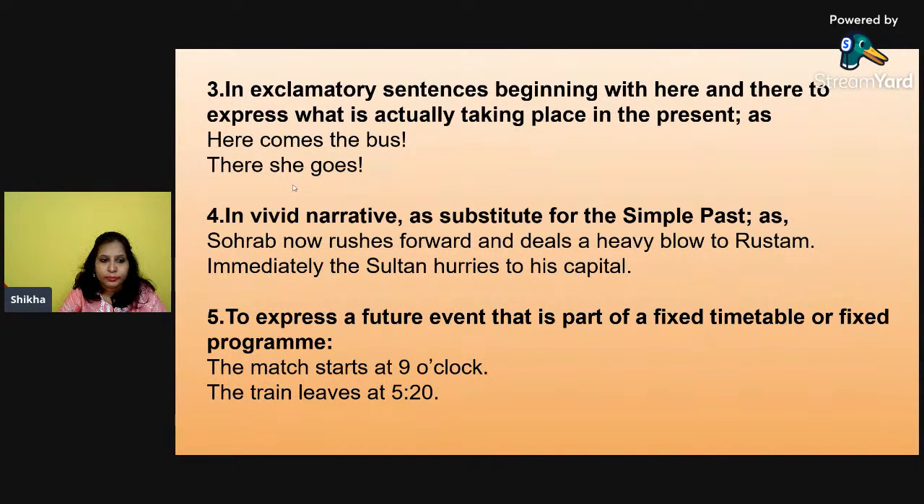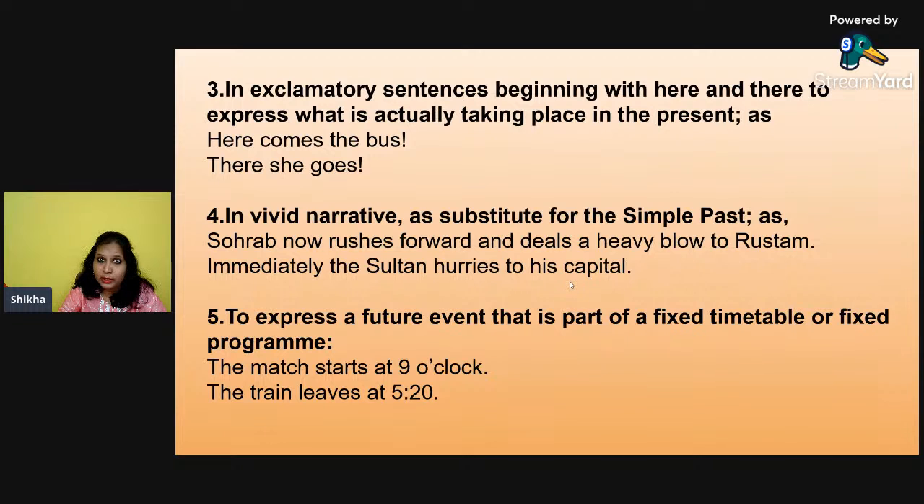Yes, and most of the time you have heard narratives. Okay, narratives about something, or maybe a narration about some sports, when cricket is going on, when football is going on, all those narrations go on in simple present tense, like: Sohrab now rushes forward and deals a heavy blow to Rostam. Immediately, the Sultan hurries to his capital.